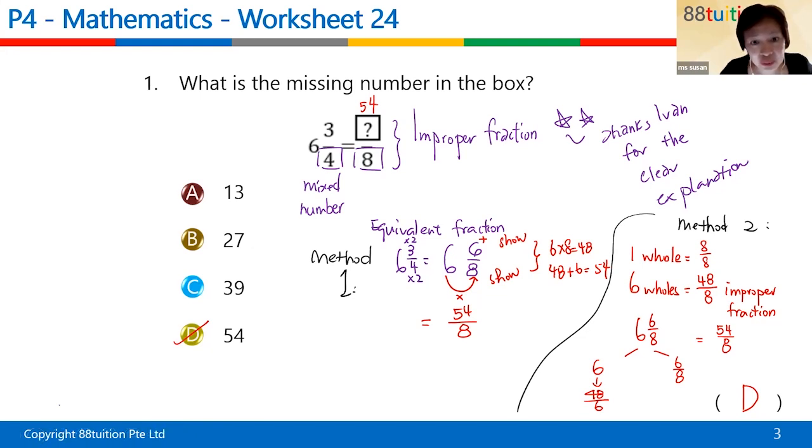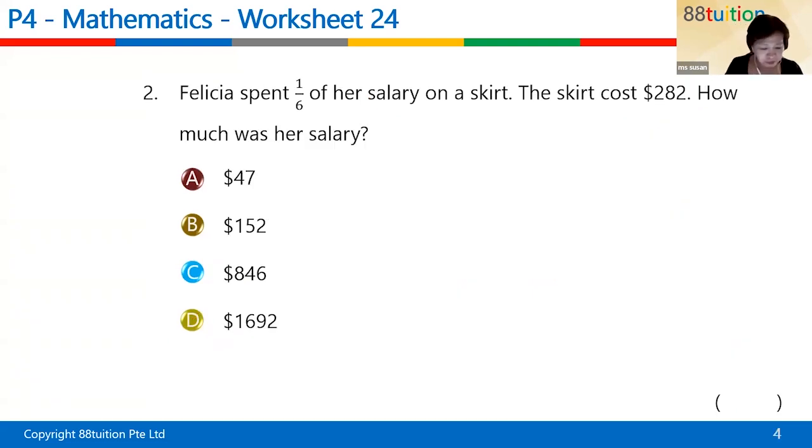Okay, let's vote. Oh, Ivan says A. A means method 1, huh? Okay. Then how about Jera? Jera, which method would you choose? I like method 1 because method 2 I might get confused a bit. Oh, so method 1 works for you, then you stick to method 1. Okay, all right. Let's go and take a look at the second question.